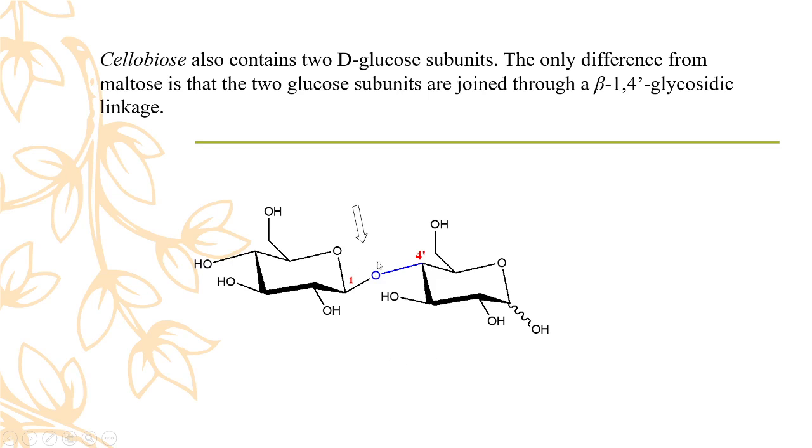So this is the structure for cellobiose, and the linkage is beta 1,4 glycosidic linkage. This is present in the beta position. The fourth OH is attached to the anomeric carbon of the first glucose. Therefore, the linkage is beta 1,4 linkage, and this is the structure for cellobiose.